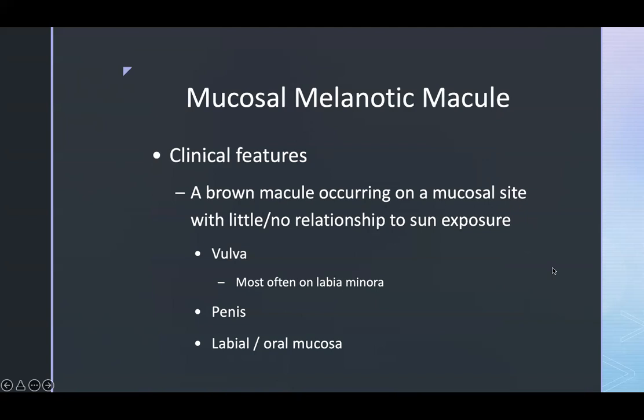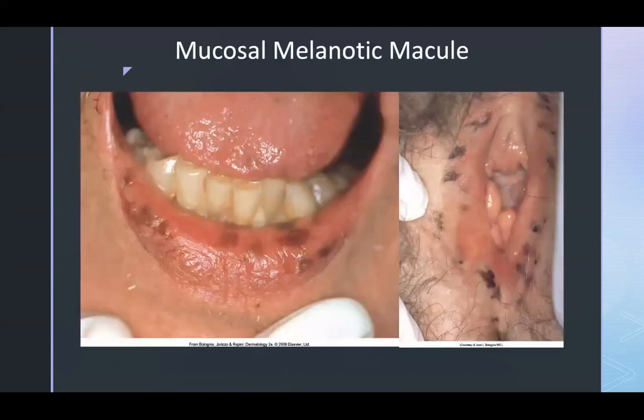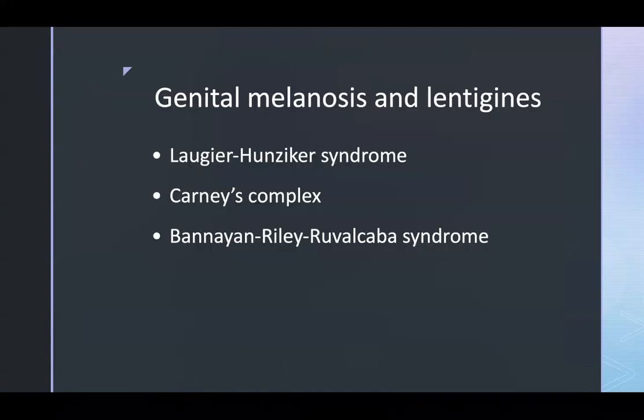Mucosal melanotic macules are also very common. These include brown macules occurring on a mucosal site with little to no relationship to sun exposure. These often occur on the vulva, most often on the labia minora, the penis, and the oral mucosa as well. Here's an example of the mucosal melanotic macules. You just see these flat brown macules around the mucosal surfaces. In isolation, people may be worried about a mucosal melanoma, and this is why these are often biopsied.